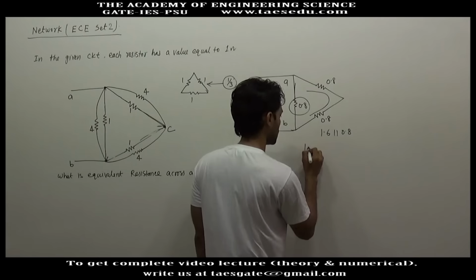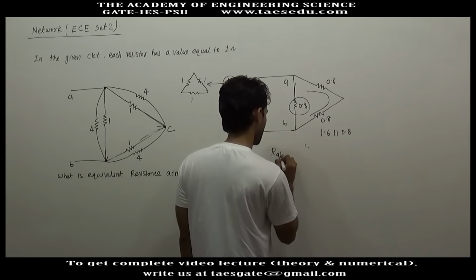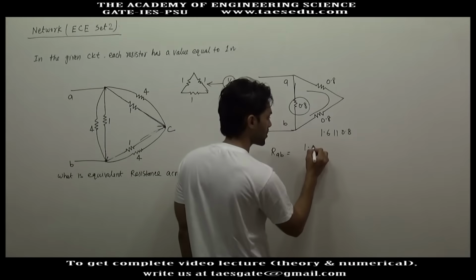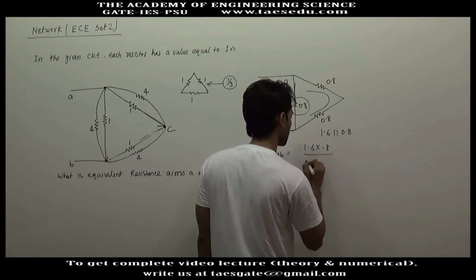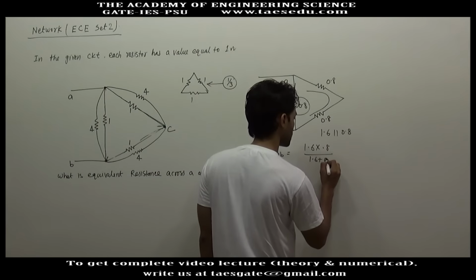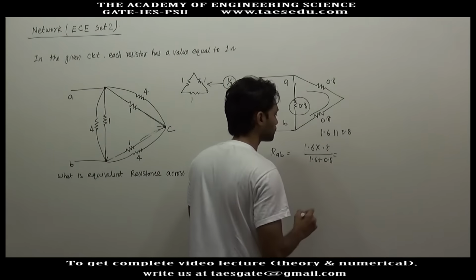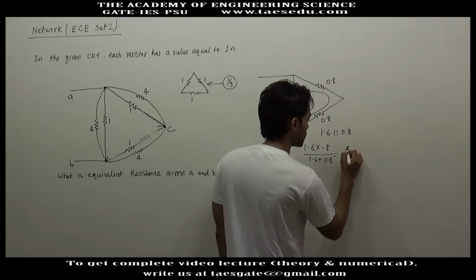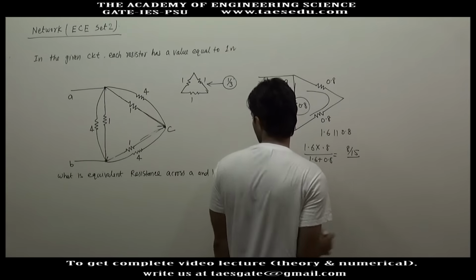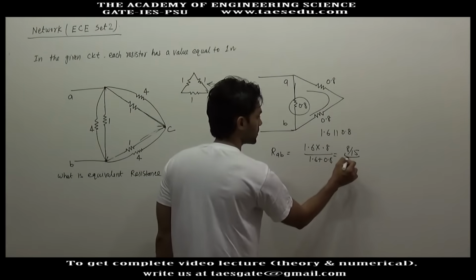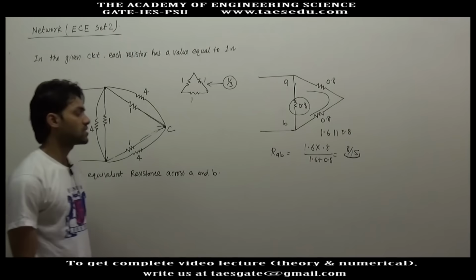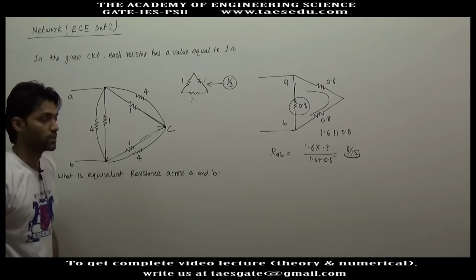Okay, so the equivalent resistance across AB will be 1.6 into 0.8 divided by 1.6 plus 0.8. This will give you 8 by 15. So this will be the equivalent resistance between terminal A and B.